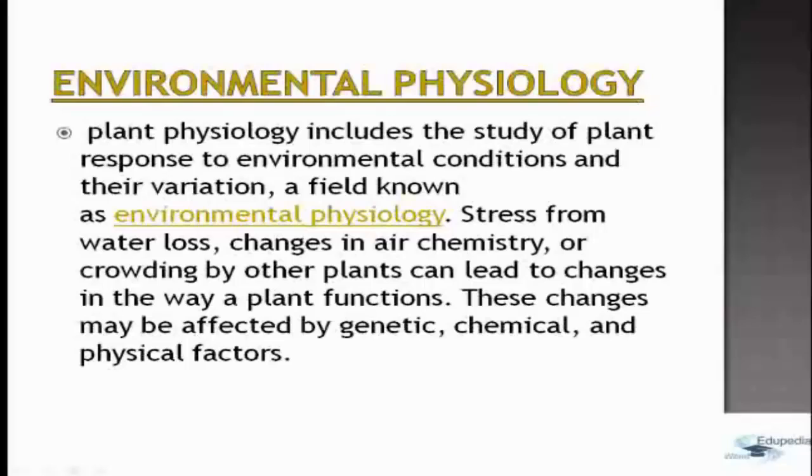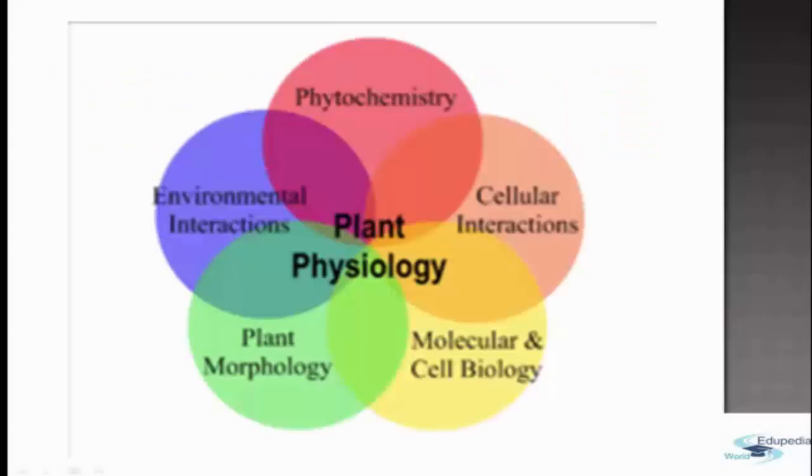In the response to environmental conditions and their variation, also known as environmental physiology, stress from water loss, changes in air chemistry, or crowding by other plants can lead to changes in the way a plant functions. These changes may be affected by genetic, chemical, and physical factors.